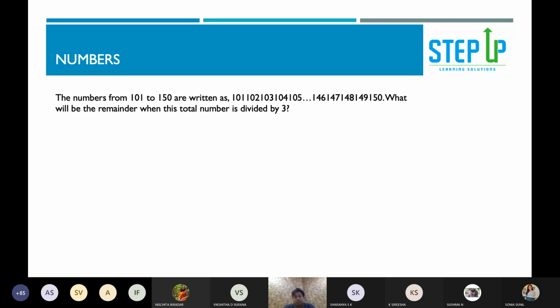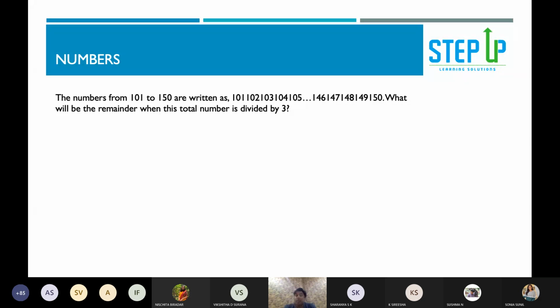Sir, I used AP, found the sum, and then divided it by 3. So in AP, you did n into n plus 1 by 2. What is the n here? 50. Okay. N into n plus 1 by 2 is applicable on what numbers? Natural numbers. That formula is applicable only on numbers which start with 1, all the natural numbers.